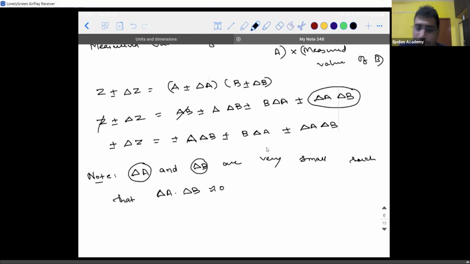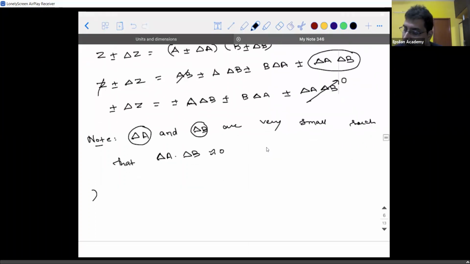Similarly, let's say delta A is 10 power minus 2 and delta B is also 10 power minus 2. When you multiply them, it will become 10 power minus 4, which can be approximated. That is, the number will start after 4 decimal places. Hence, this can be approximated to 0. If I approximate it to 0, then this will become 0.